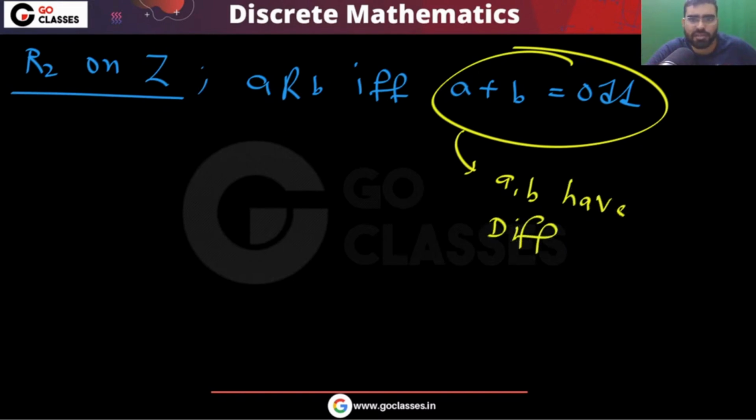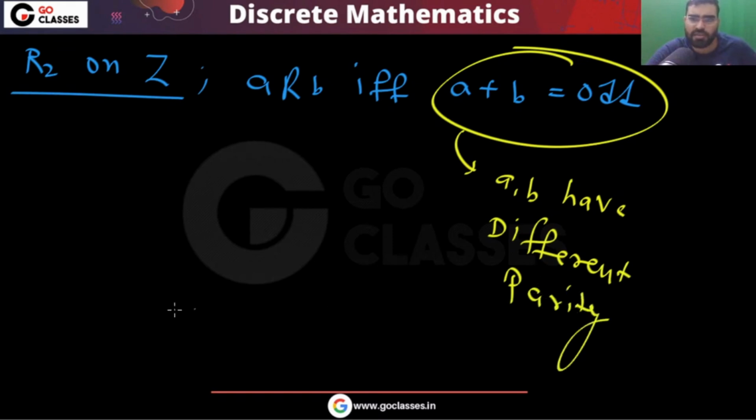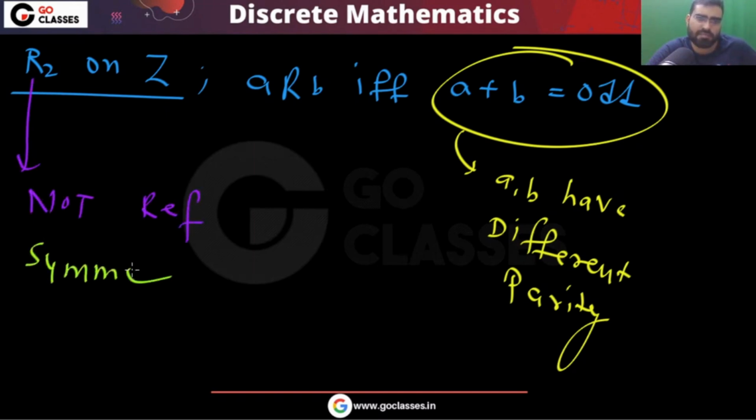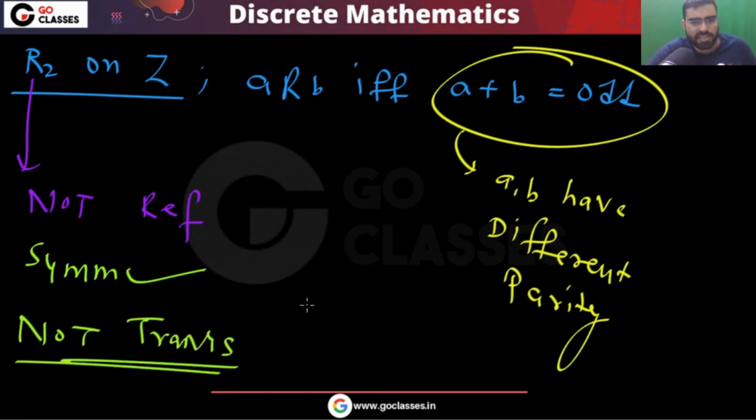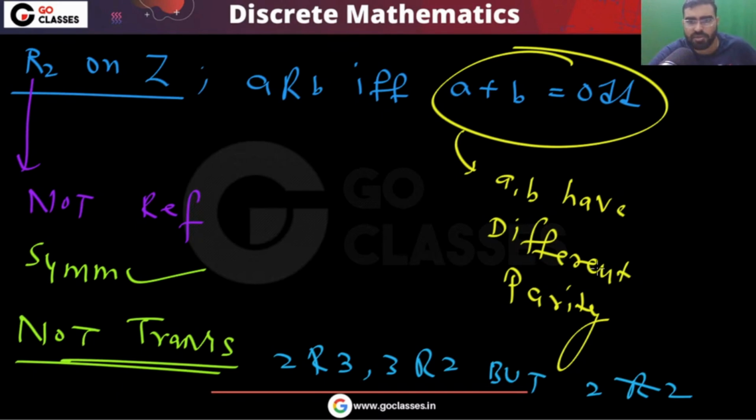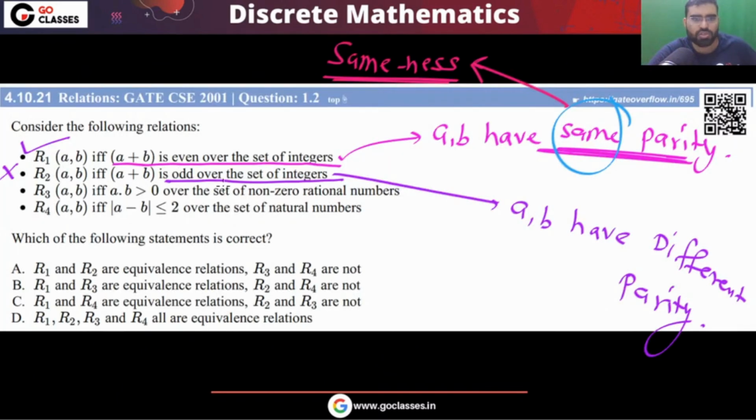They have different parity, so this is not even reflexive. You can easily see this. This relation R2 is not reflexive. This is symmetric. This is not transitive, because for example, 2 is related to 3, 3 is related to 2, but 2 is not related to 2. So this is not an equivalence relation because you are talking about differentness here. Definitely not an equivalence relation.